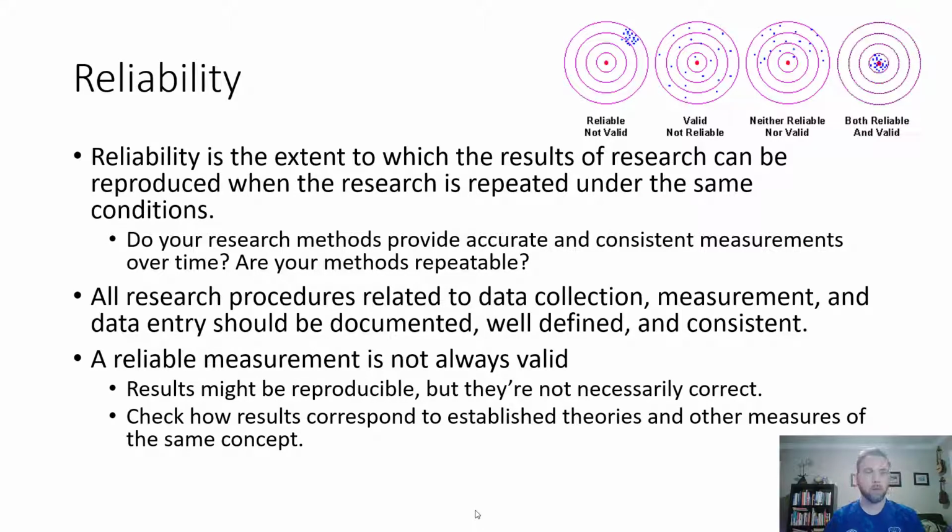So a reliable measurement is not always valid, something to be aware of. Reliable measurements are not always valid. Results might be reproducible, but they're not necessarily correct. Okay, so you might be able to reproduce someone's study, but if the original study was incorrect, yours may be incorrect too. So it's reliable, but it's not valid. Okay, so check how results correspond to established theories and other measurements of the same concept. So that's this concept that you want to always compare your research to others and make sure that the expected outcomes are tracking along with the actual outcomes.